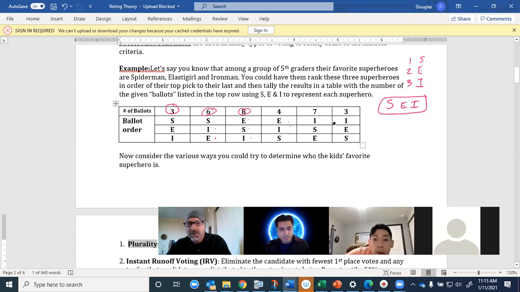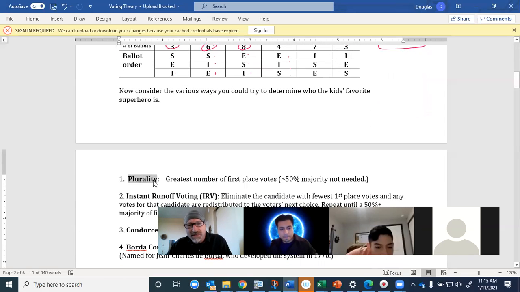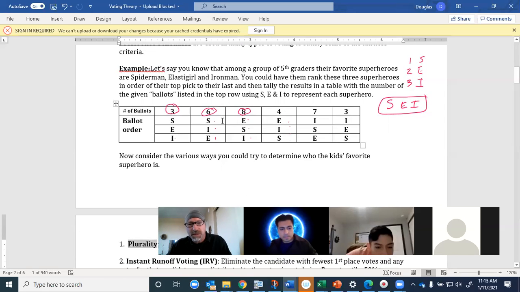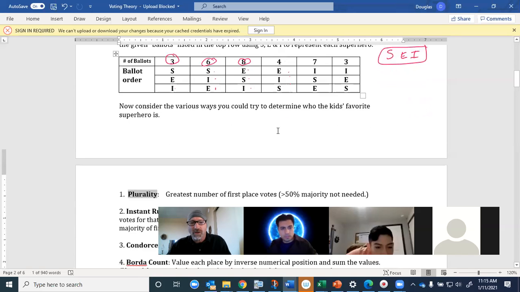And then how many people picked Iron Man? 10. Okay, so 9 to 12 to 10. Who would win if you did plurality then? Who got the most first place votes? Elastigirl, right? So for most of us in our lives, we've kind of been going along with this plurality method. That makes sense. Most people put Elastigirl first. She's the number 1 vote getter.